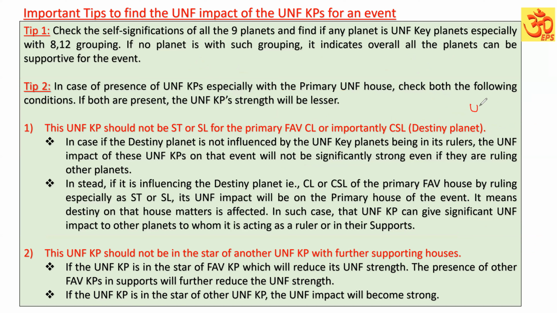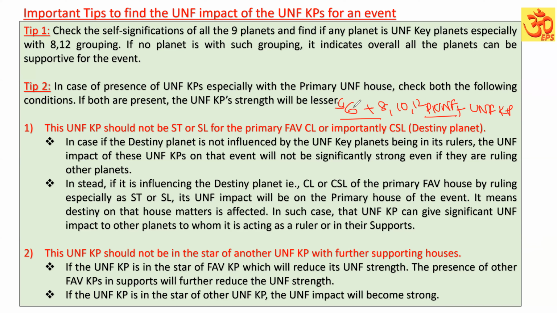First, that unfavorable key planet, especially with the primary unfavorable house. Suppose for the event of marriage, the 6th house, along with other unfavorable houses, such as 6, 8 or 6, 10, 12 groupings, is present. Check whether this planet, with the primary unfavorable house, is the star lord for the primary favorable planet. If it is not, it indicates destiny is not affected; this 6, 8, and 12 is not influencing the 7th house.